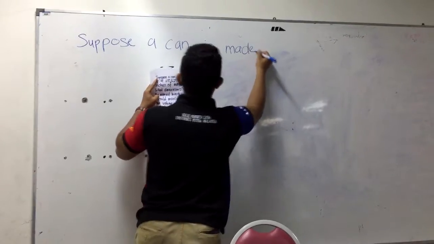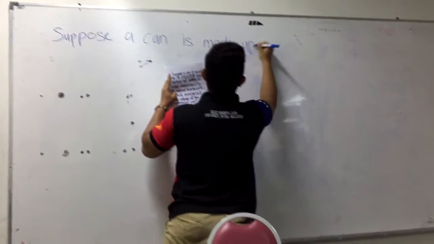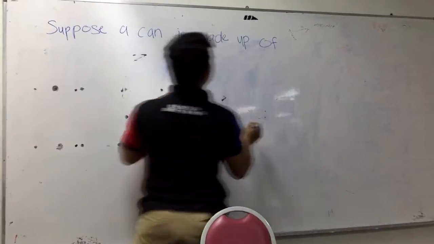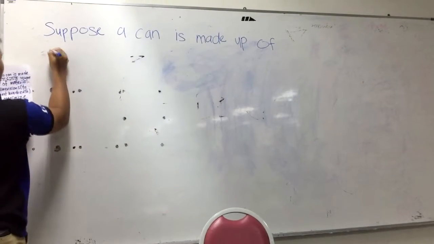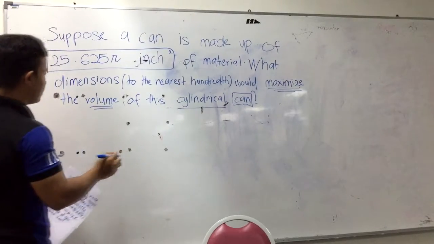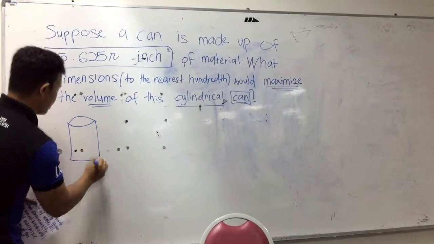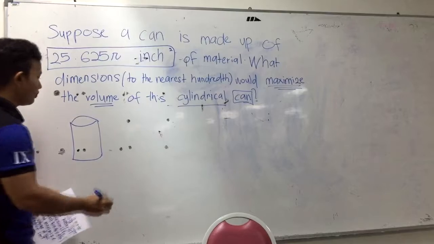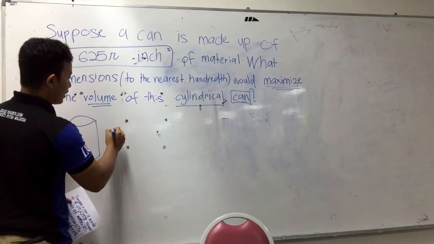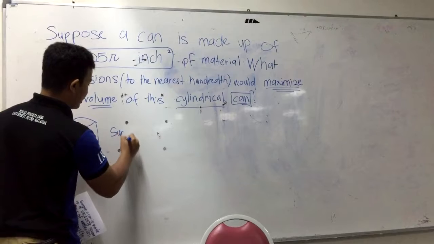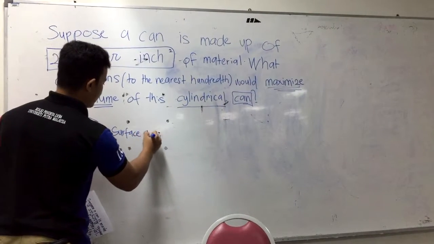Oh, this is about a can. Okay, wait. Now, I will draw a can. The can is supposed to be like this, a cylinder can. So, firstly, we should find the surface area.